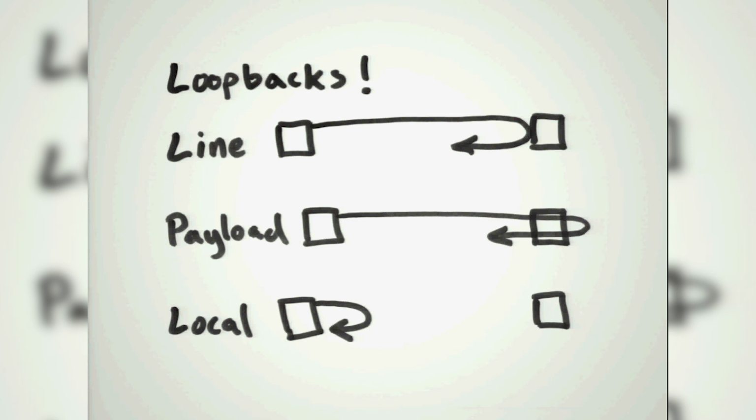A payload loopback tells the remote end to go ahead and process the data that I'm sending it, but put that data back in the time slots coming back towards me.